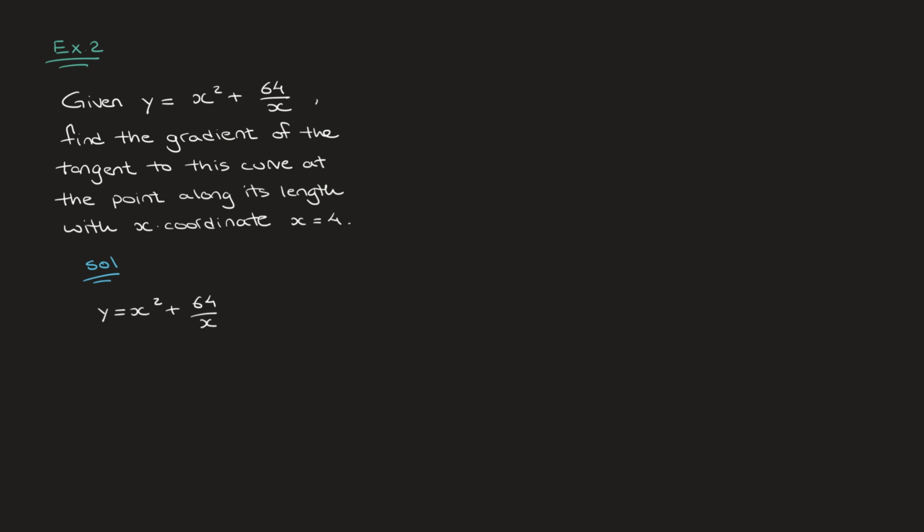And we had seen this in the previous tutorial, but let me quickly remind you that if ever we have a over x to the power of n, then we can rewrite that as a times x to the power of negative n. Indeed, that's a really important result you want to make sure you keep in mind. So using this result, this 64 over x, which is the same thing as 64 over x to the power of 1, can be rewritten as 64 times x to the power of negative 1. In other words, this curve's equation is the same as y equals x squared plus 64 times x to the power of negative 1.